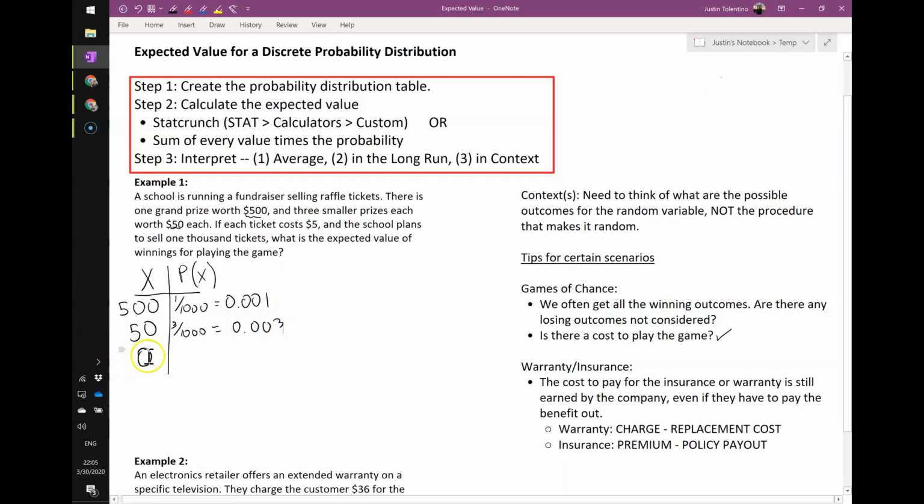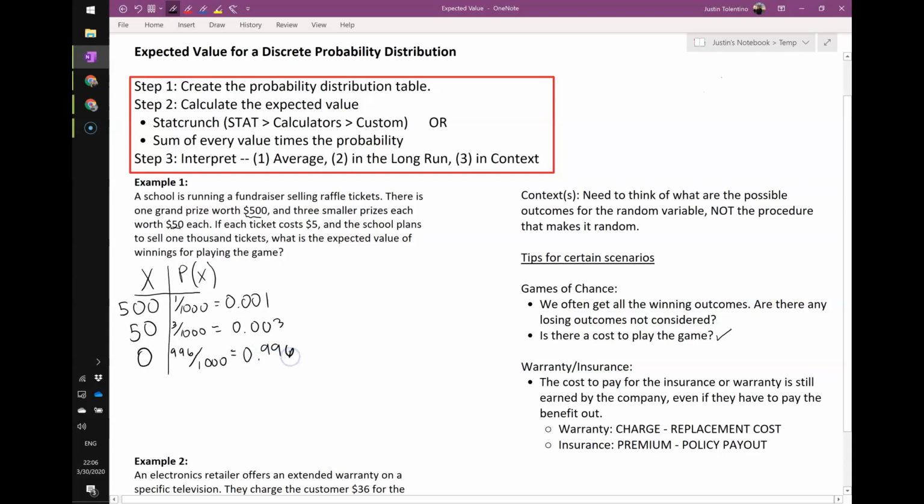And then finally, what happens if we don't win one of those? Well, we must be one of the losing tickets. How many tickets are going to lose? So far, we have 4 winning tickets out of 1,000. That leaves us with 996 out of 1,000 that are losing. And if we put this in as a decimal, that gives us 0.996.